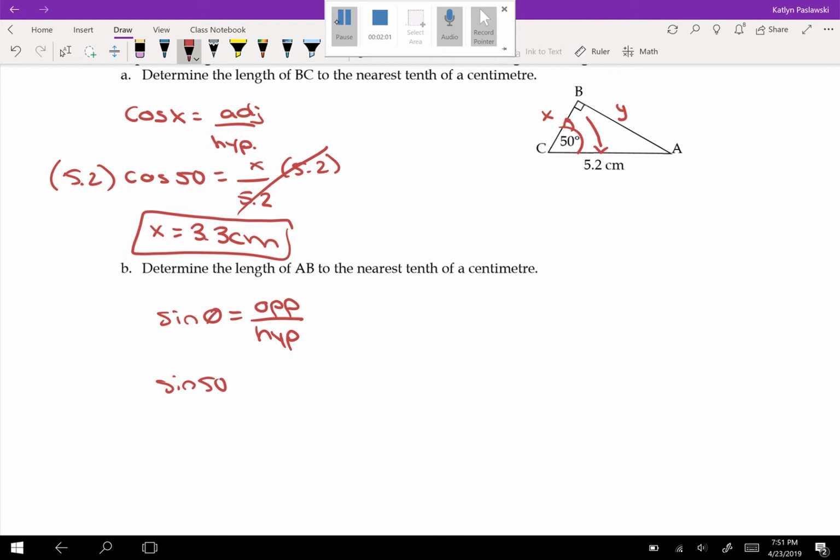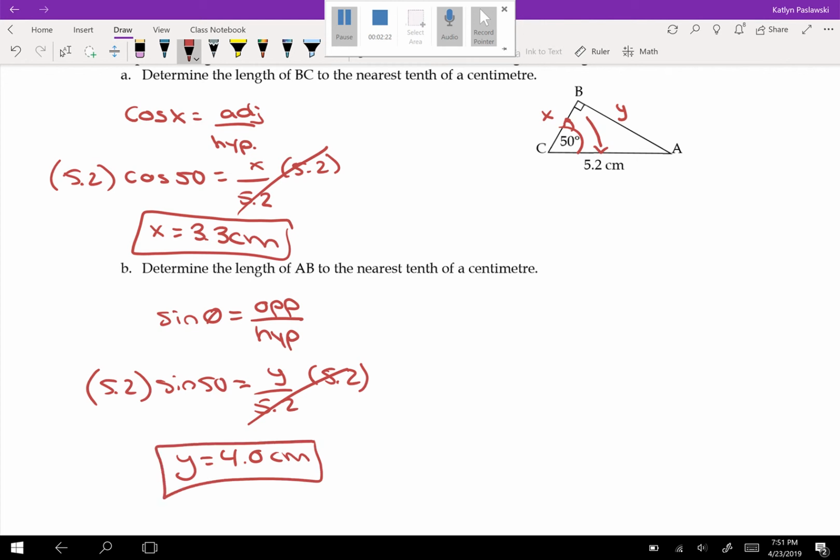Sine 50 is equal to my value of y, which is unknown, over 5.2. I'm now going to isolate the variable y, so I'm going to multiply by 5.2 on both sides. Sine 50 multiplied by 5.2 gives y a value of 4 centimeters. So I now have the two sides solved for this triangle.